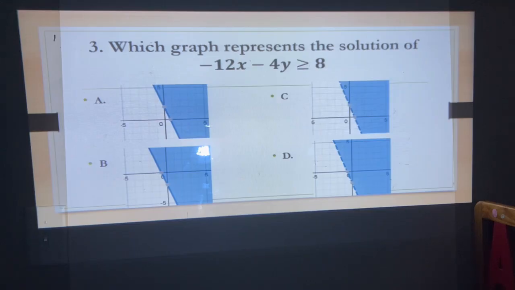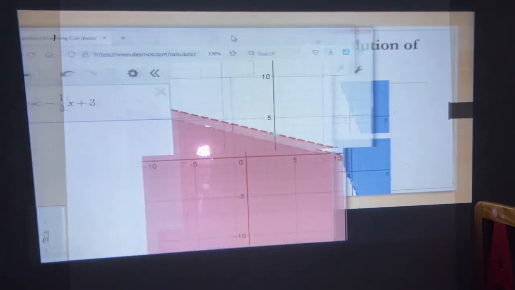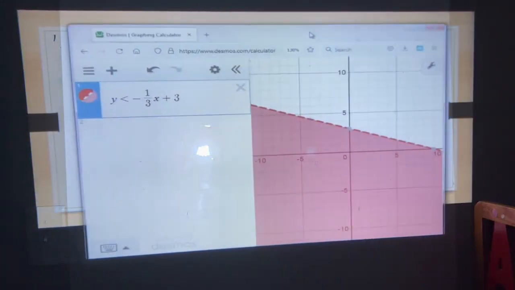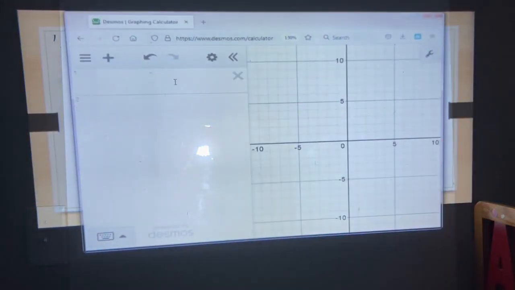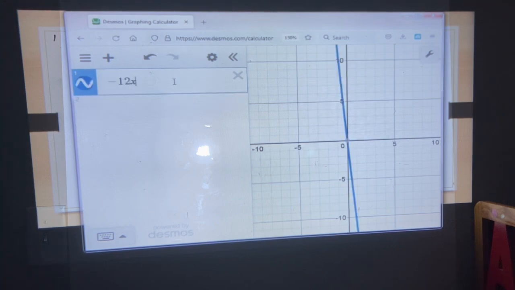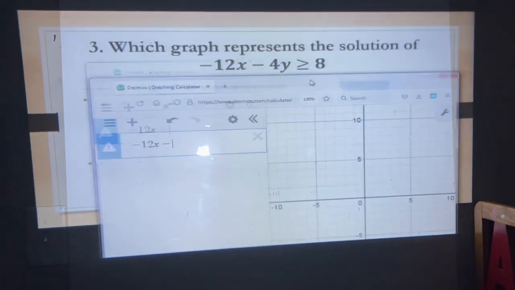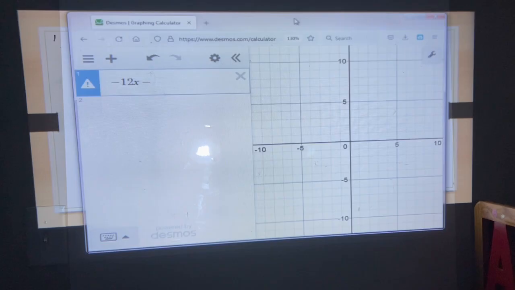If you do not have a calculator and you don't know how to solve this inequality, it happens. So let's go first to graphing. Negative 12x minus 4y is greater than or equal to 8. Negative 12x. All right, cool. We have not solved minus 4y is greater than or equal to 8. We have not solved. We don't know. We forgot. Oh my God, what are we going to do?